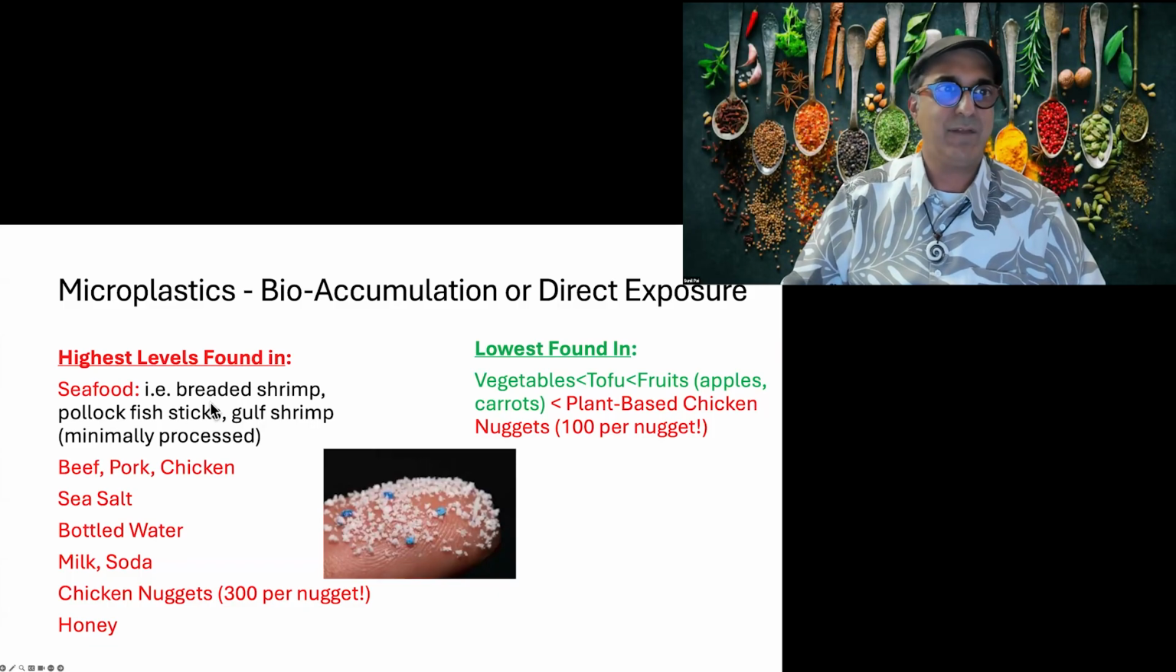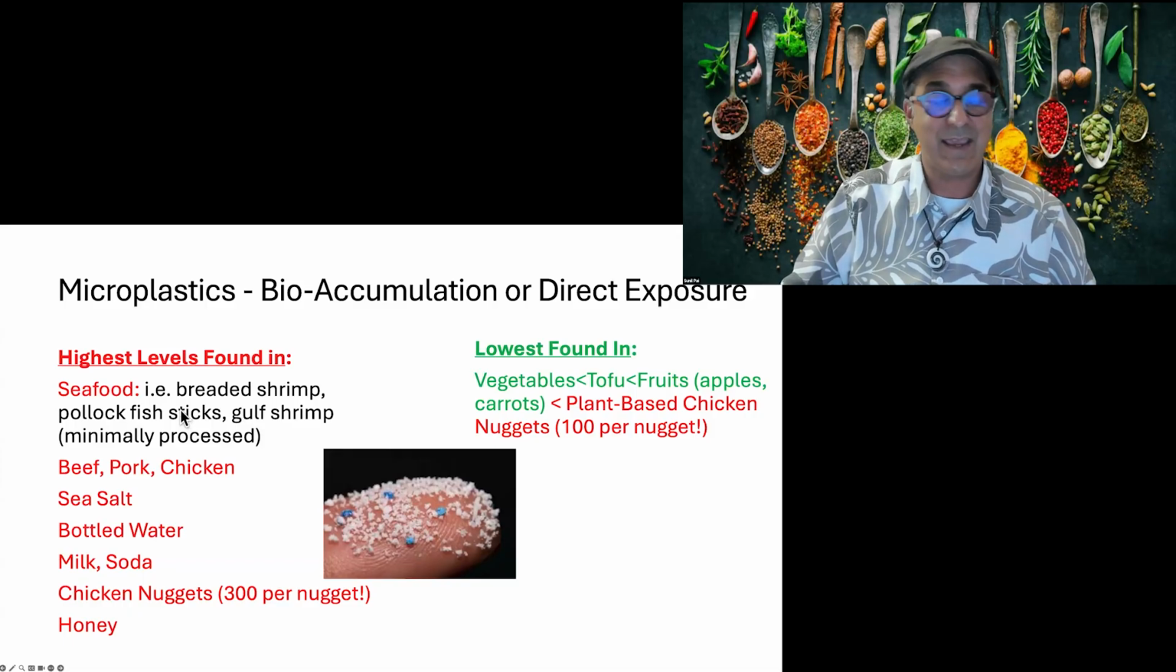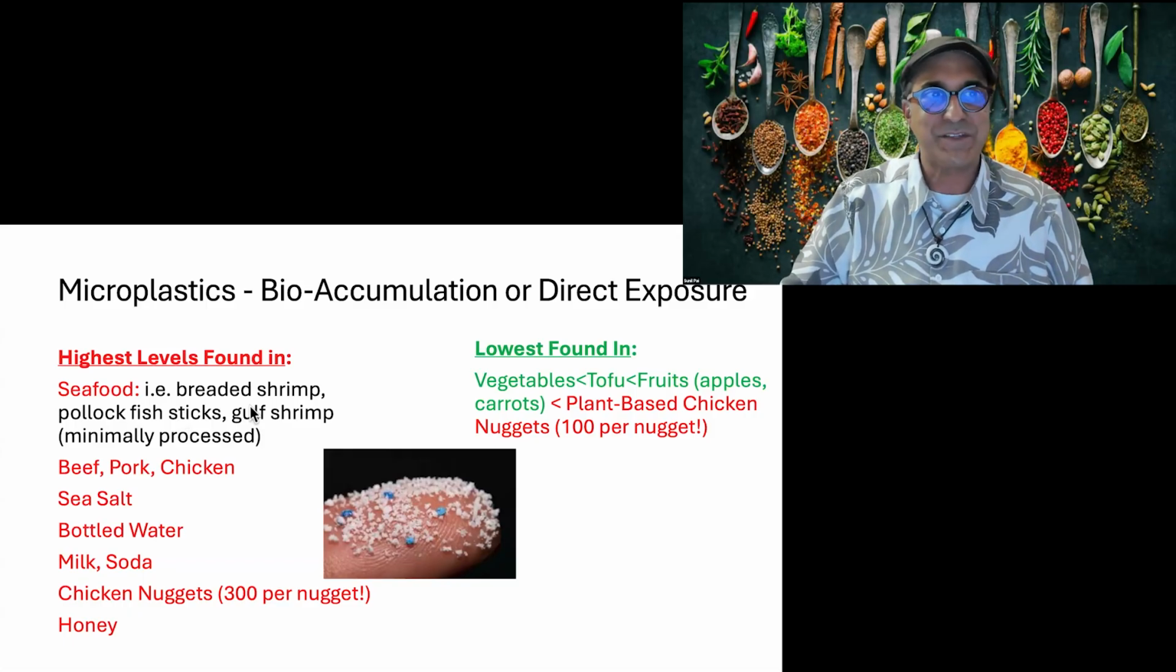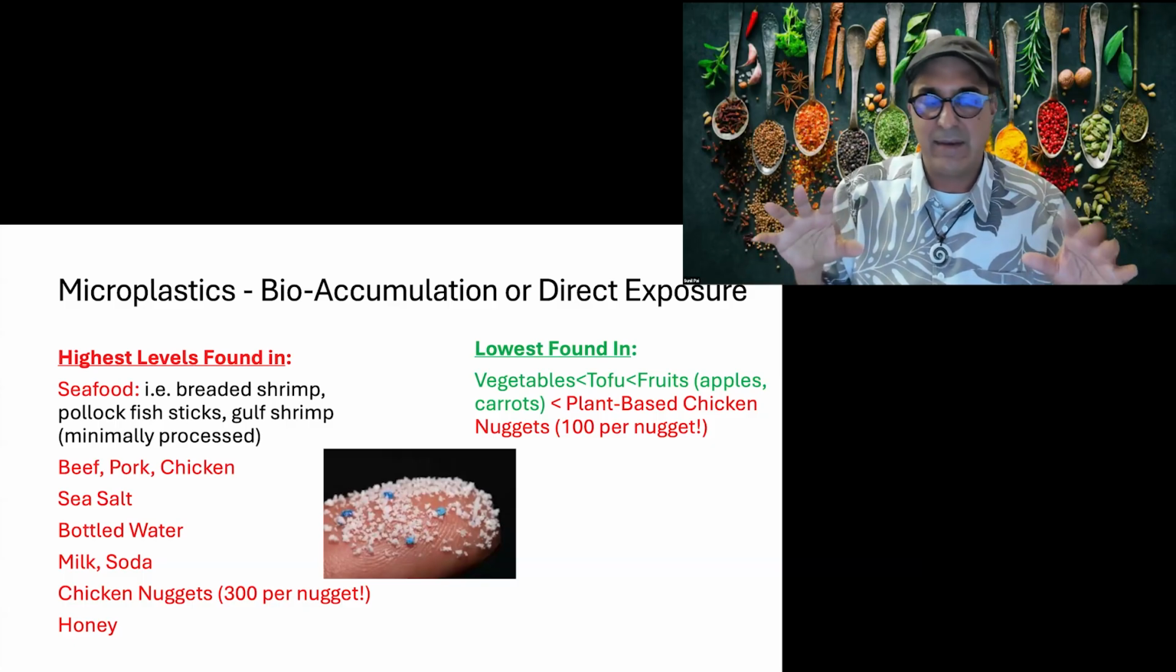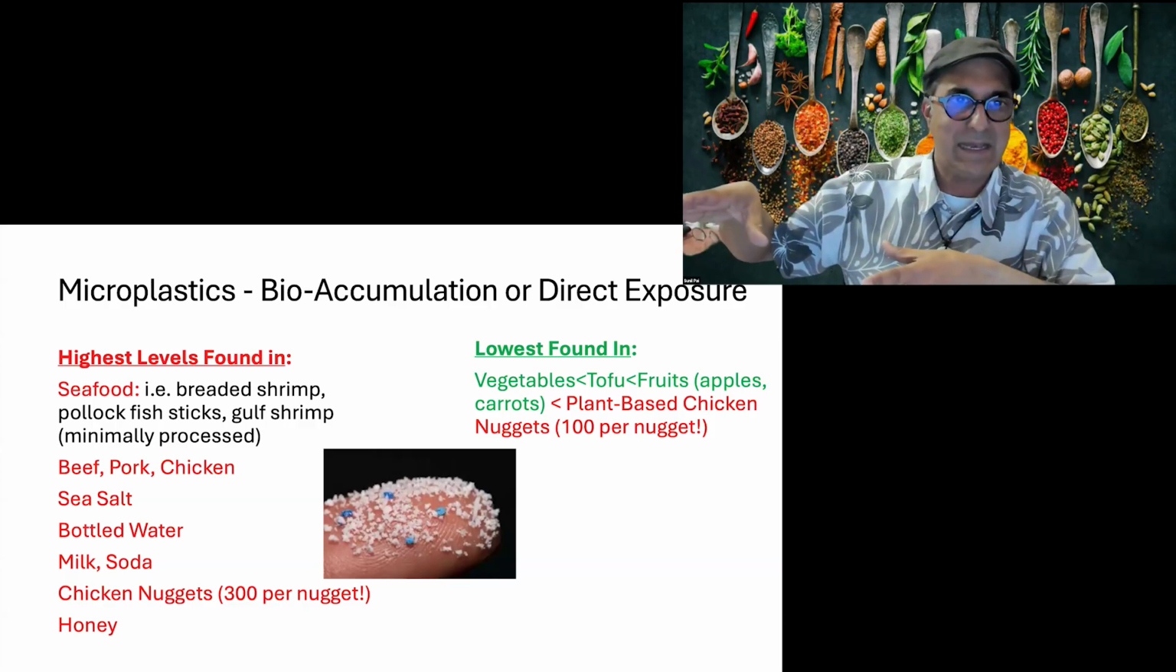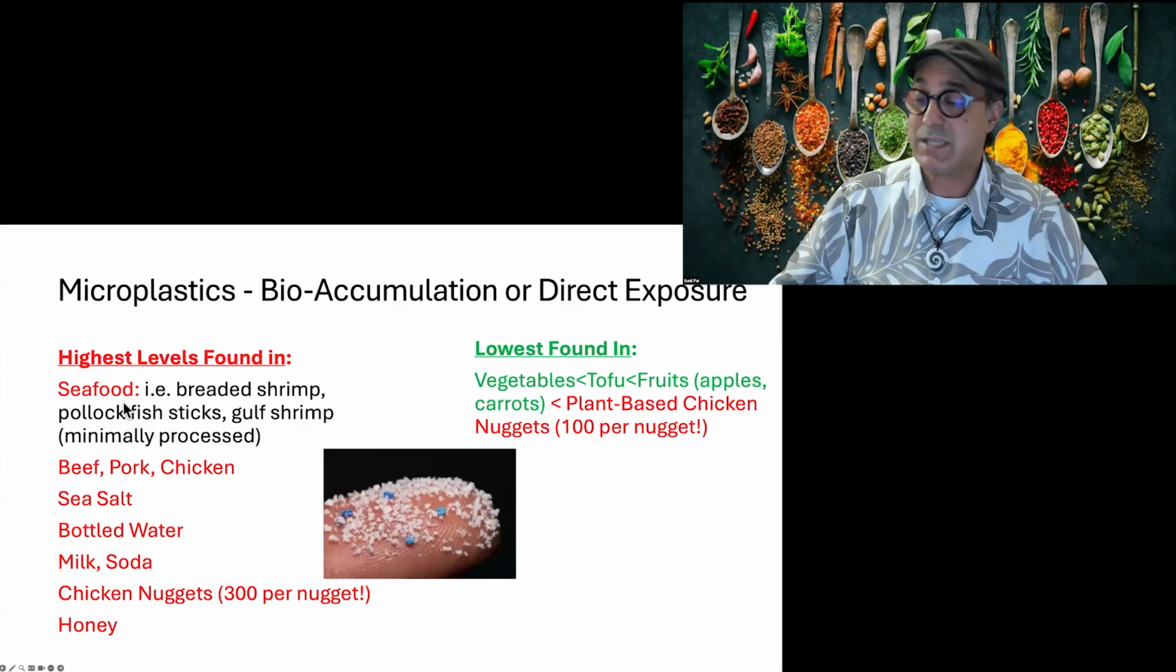Right? So when people have fish sticks, which is commonly eaten every day in schools and hospitals, people eat fish sticks and breaded shrimp, even Gulf shrimp, minimally processed. It's because it's still the shrimp. This is the problem. Seafood, which used to be an expensive food, is the highest in microplastic. Beef, pork, chicken. Why? Because that animal's consuming. One thing with microplastics that people forget is that every time we throw away plastic, so these are not necessarily cooked in it, right?